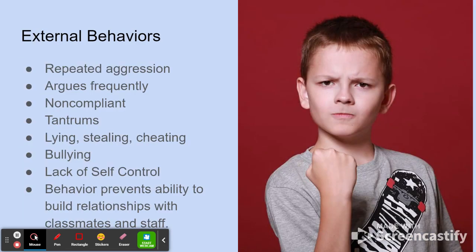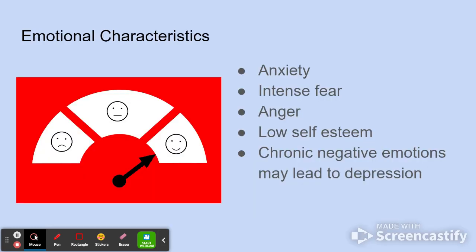External behaviors, that's going to be repeated aggression, arguing, non-compliance, tantrums, lying, stealing, cheating, bullying, the lack of control. And this behavior often prevents a student from having positive relationships with classmates and school faculty. The emotional characteristics, the drivers behind these behavioral issues that we just discussed, are typically very intense anxiety or fear. It can be a lot of anger.